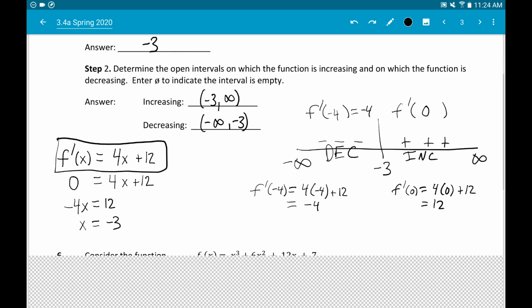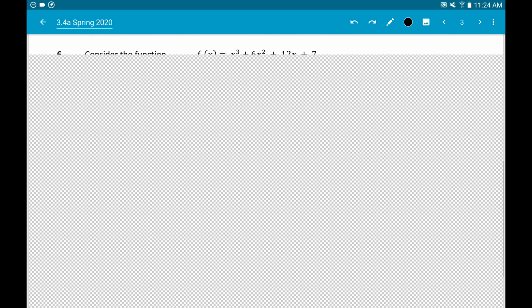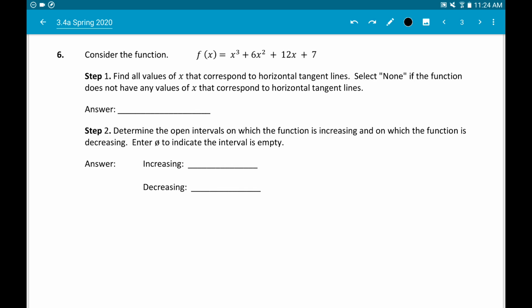Okay, let's do another one. Alright, so this one's a cubic equation. The biggest exponent's a 3. If you remember in algebra, cubic equations can basically look like this, or like this, or like that. Basically, each end points a different direction.